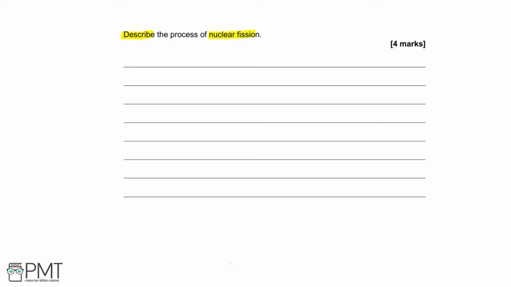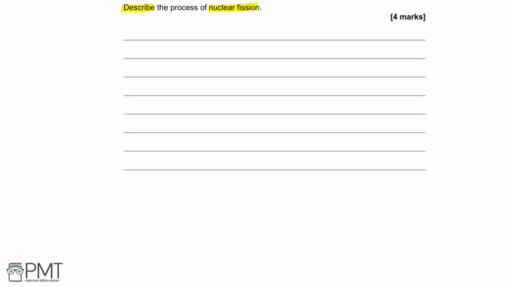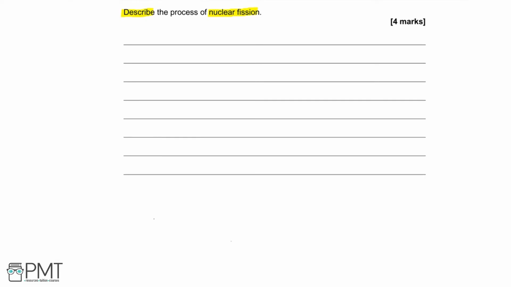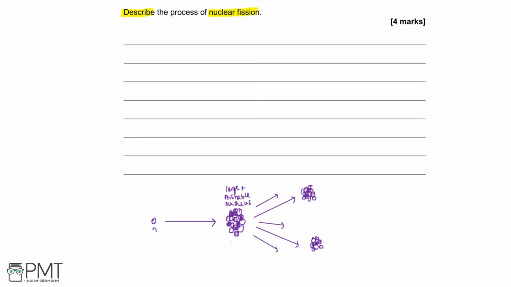Describe the process of nuclear fission. I think the easiest way to understand nuclear fission, and then to get all 4 marks on this question, is to draw a simple diagram that shows what happens during nuclear fission. So during the process of nuclear fission, a slow-moving neutron is absorbed by a large and unstable nucleus. This large nucleus then splits into 2 lighter nuclei, which are more stable. As well as this, 2 or 3 neutrons are emitted, and energy is also emitted in the form of gamma radiation. So for these 4 marks, all we need to do is describe this diagram that I've drawn here.